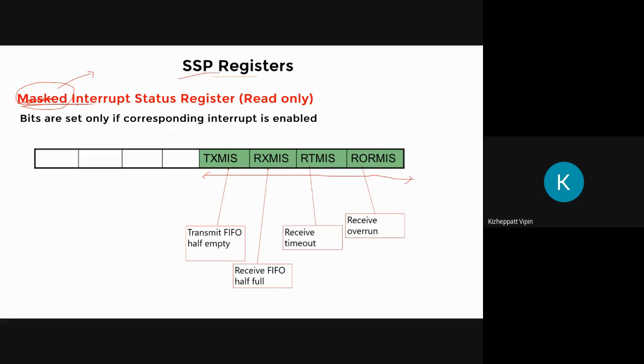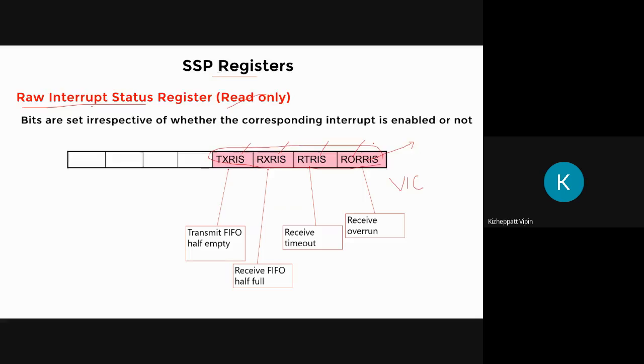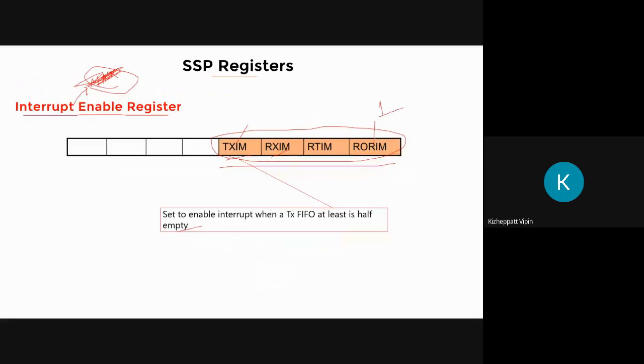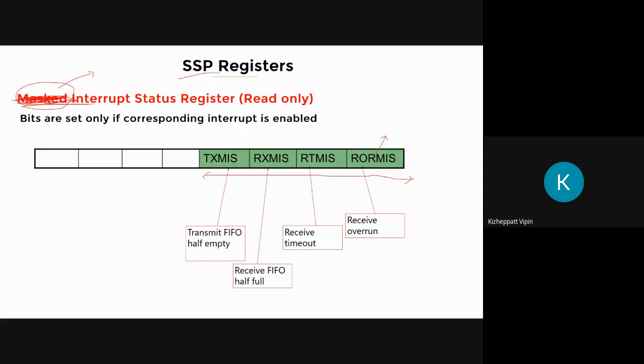Okay, again, let's forget about this mask and let's call it the interrupt status register. So what will be here? Here the bit will be set only if the corresponding bit is 1 here. So if this is 1, and if this condition happens, this bit will get set. If this is 0, and if this condition happens, it will get set here in the raw interrupt status, but it won't get set here. Is that clear? Because this term masking is slightly confusing.